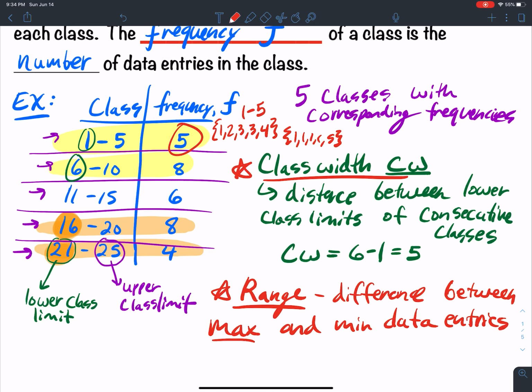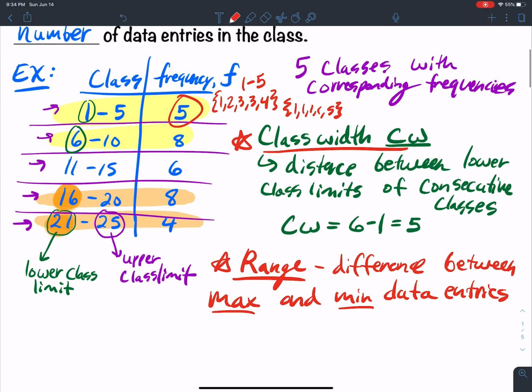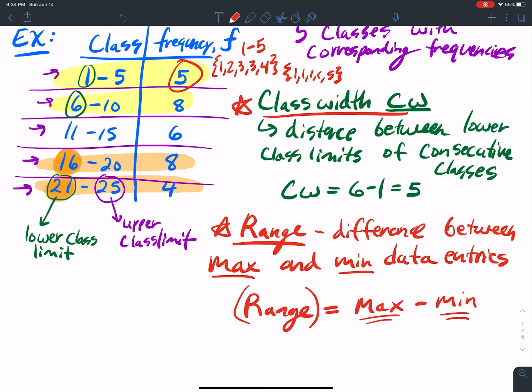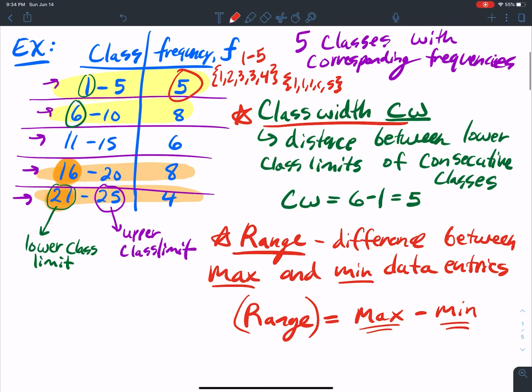So you don't know what the smallest data point is, right? So you can't really calculate the range unless you're given the raw data, okay? So the range is calculated by taking the max minus the min, right? So the biggest number minus the smallest number, and that gets you your range, okay?